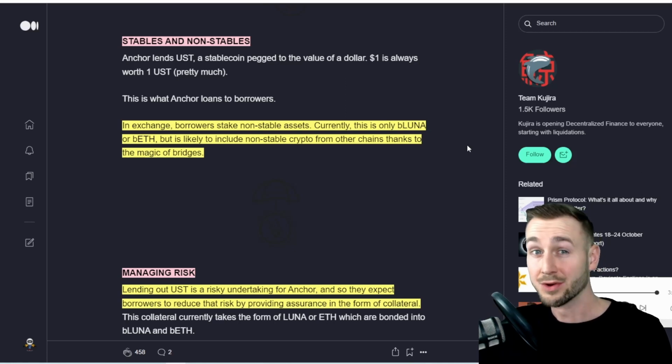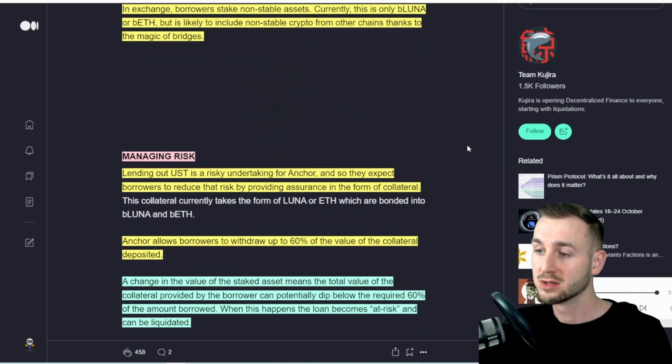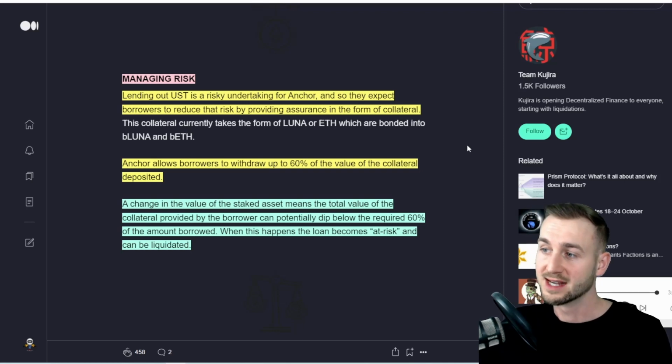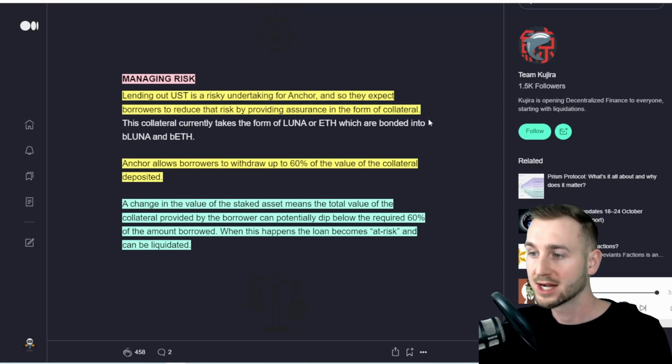So you park a non-stable asset, i.e. LUNA, and receive a stablecoin asset in return, UST. But this is going to change a lot as more assets are coming to Anchor very soon. So lending out UST is a risky undertaking for Anchor, so they expect borrowers to reduce that risk by providing assurance in the form of that collateral. And Anchor allows borrowers to withdraw up to 60% of the value of their collateral. That is true for ETH. It is now up to 80% for LUNA.